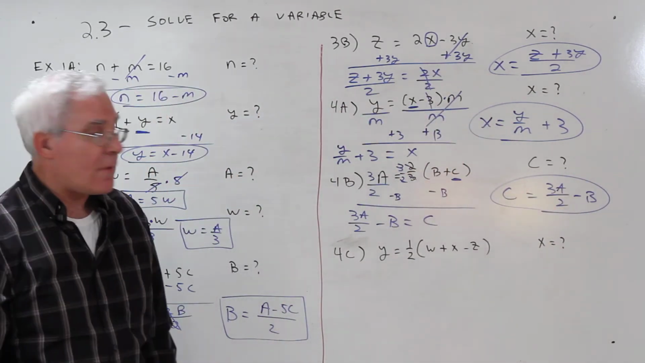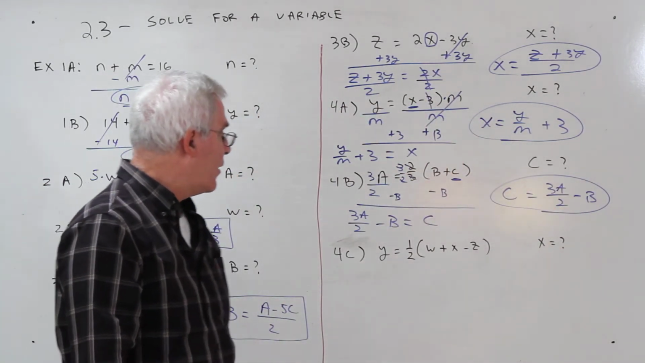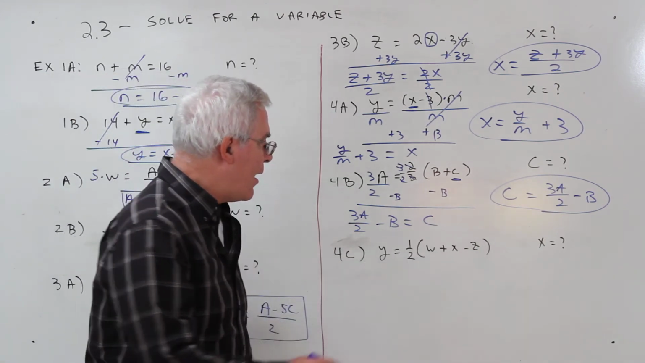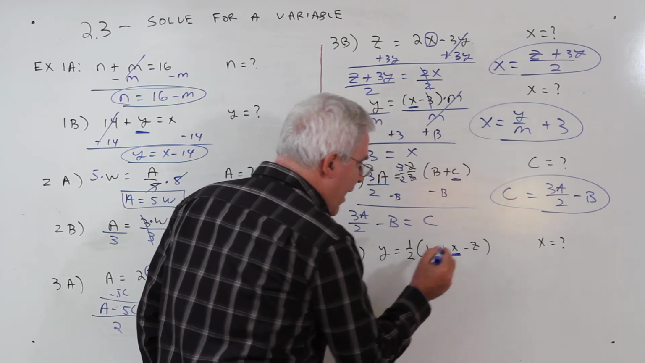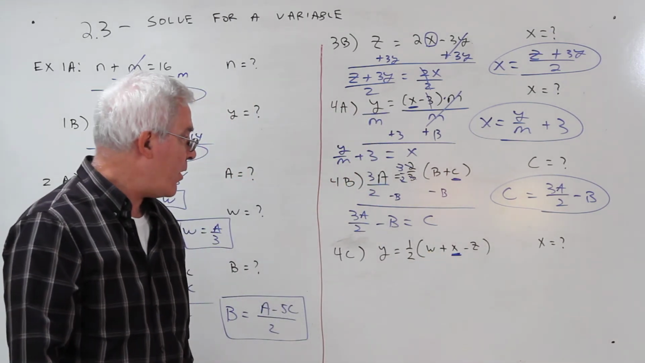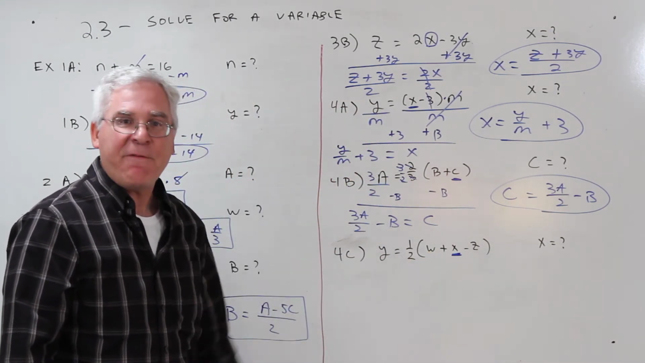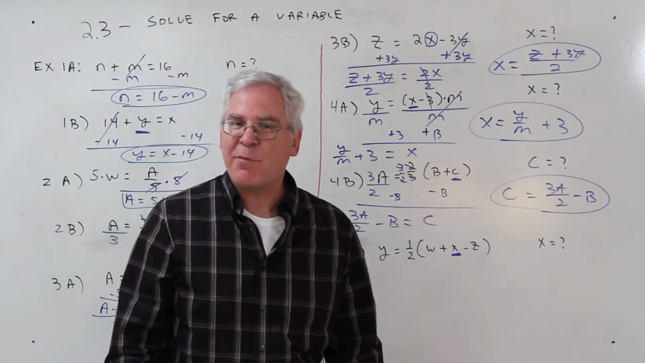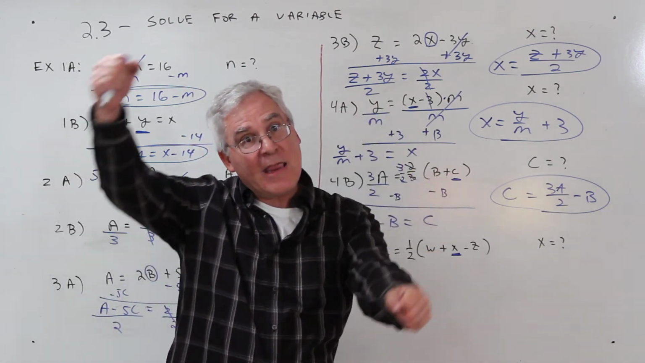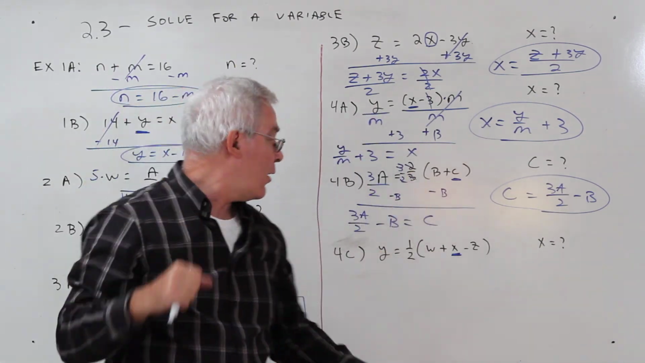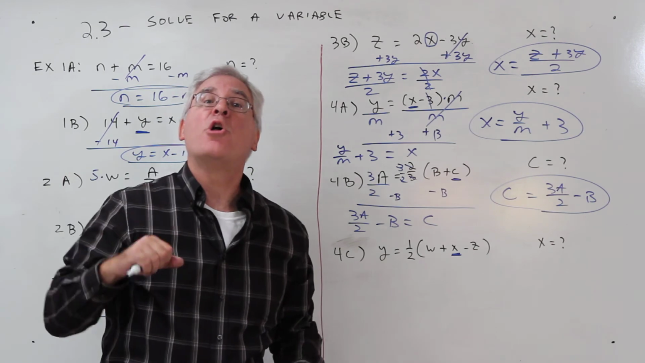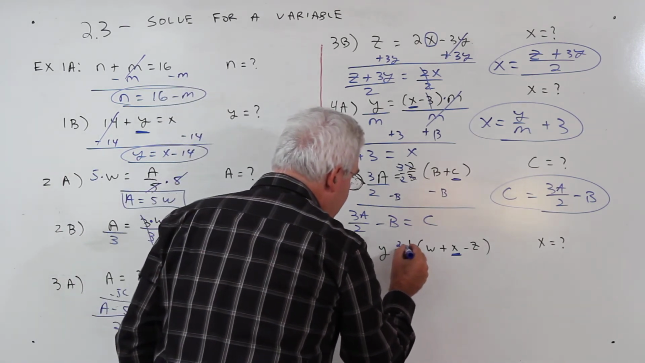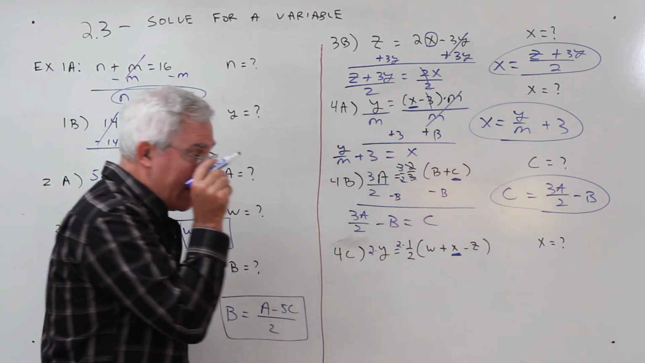Whew. All right, last one. I know this is a long lesson. Y equals 1/2 times w plus x minus z. I want to get x all by his lonesome. Okay, again, I've got that 1/2 thing out there. I'm not liking that. I could divide each side by 1/2, but I said not to do that. Multiply each side by the reciprocal. What's the reciprocal of 1 over 2? 2 over 1, or just 2. So I'll multiply this side by 2, and I'll multiply that side by 2.